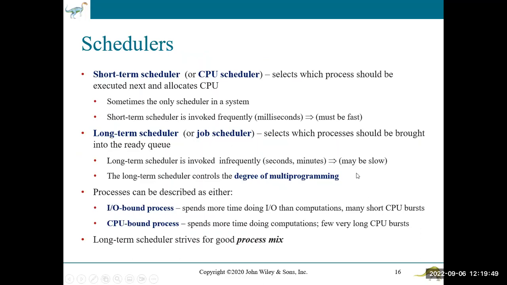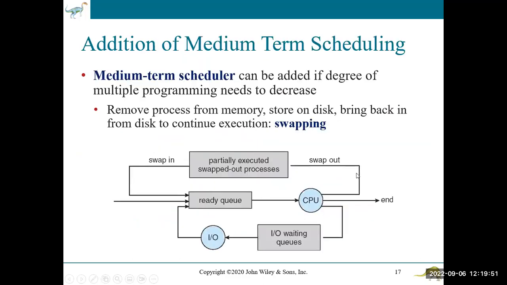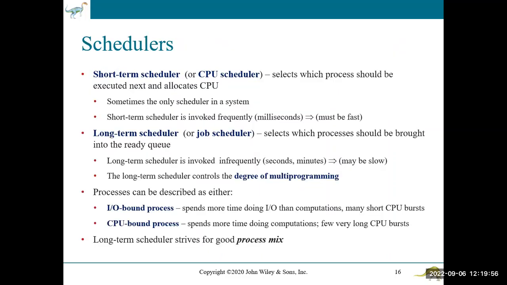All right, so on Thursday, we're going to pick up with slide 17, and that'll be the addition of medium-term scheduling. So what happens if you're not dealing with short-term or long-term? What happens if your computing system has a lot more resources and it can juggle more?